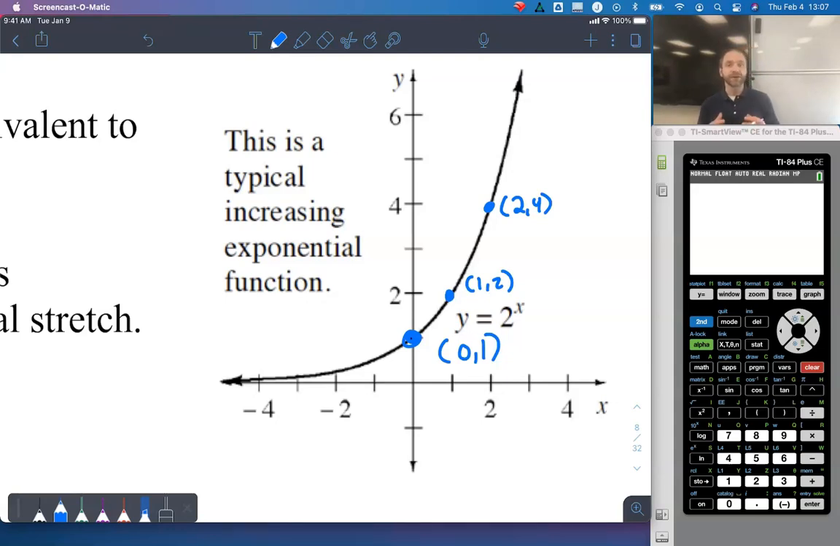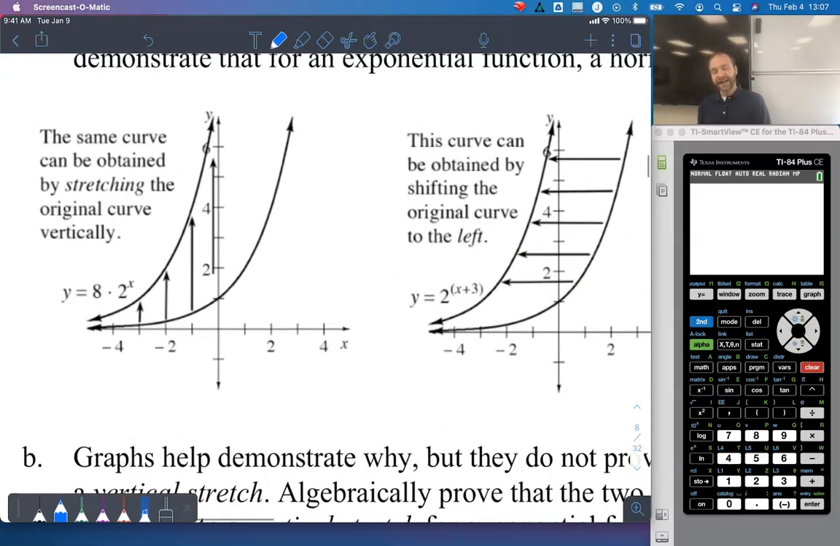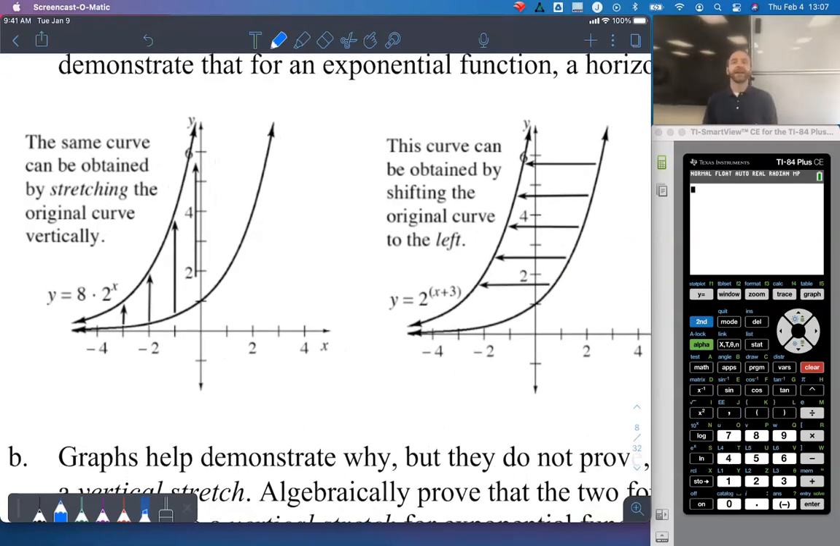Now what we're going to do is just look at pre-done graphs of a horizontal shift and a vertical shift of 2 to the x power. And those are right here. The same curve can be obtained by doing a stretch factor of the original or by doing a horizontal shift to the left. And so notice this: you are stretching the original, you are pulling it up. It's a vertical stretch. Or it is a shift to the left. Not a shift to the right. It's a shift to the left in this case.